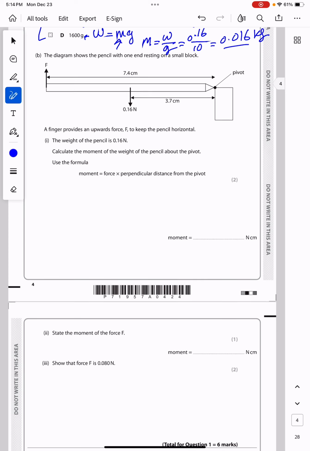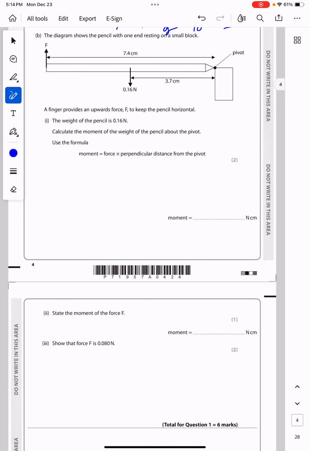So now we're going to the moment question. The diagram shows the pencil with one end resting on a small block. What does that mean? You can do it yourself. Put the pencil on the table that you're studying on or anything, and you'll find that if you don't support the pencil from the end, it's going to fall down, and it's not going to fall down in a straight line. It's going to turn that way. If you hold it from this part, it's going to want to turn this way.